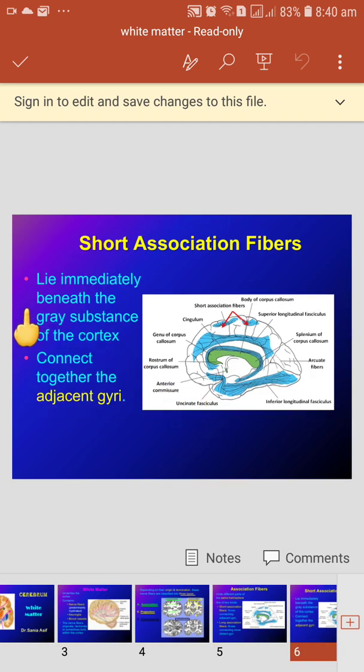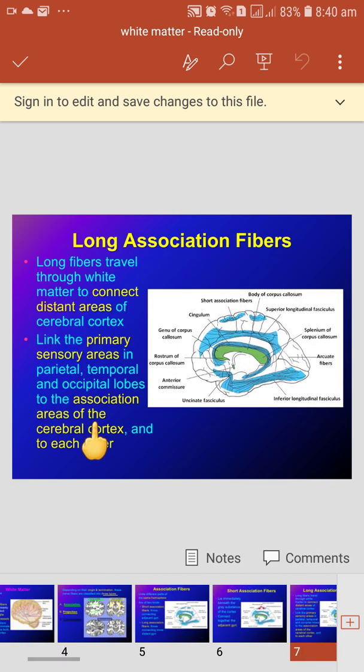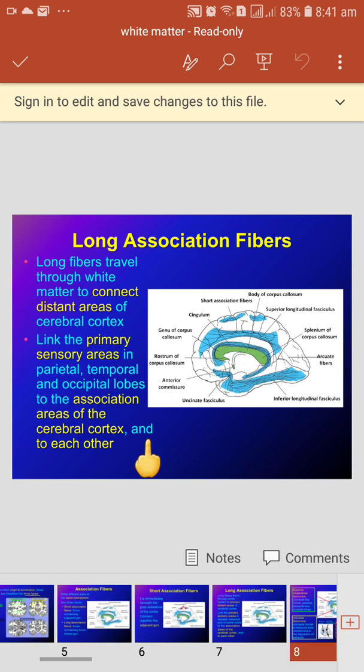Short association fibers mainly lie immediately beneath the gray substance of the cortex and connect the adjacent gyri, while the long association fibers, as I told you, connect the distant areas of the cerebral cortex. They link the primary sensory area in the parietal, temporal and occipital lobes to the association areas of the cerebral cortex and to each other.